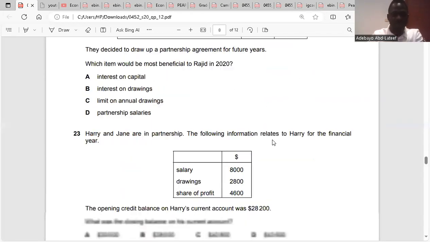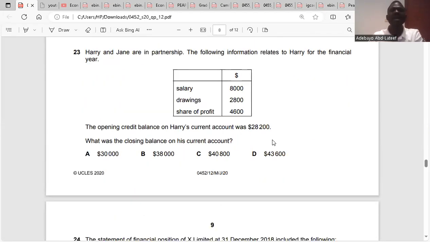Done. 23. Ari and Jane are in partnership. The following information refers to Ari for the financial year: salary, drawings, share of profits. The opening credit balance on Ari's current account was 28,200. So what is the closing balance for Ari in the current account? It will be 28,200, the credit balance, plus 8,000, the salary, plus 4,600 minus 2,800. So the answer is 38,000, B. Do you get it right? Yes. Great.